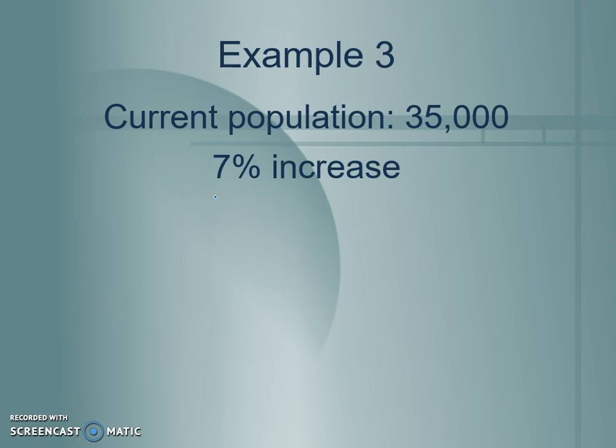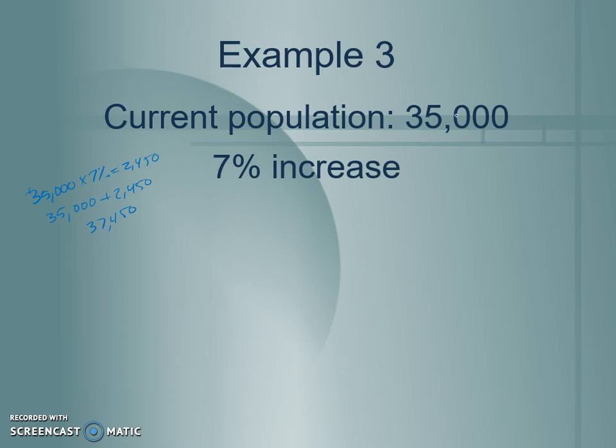So what we want to do, we could say, well, 35,000 times 7% equals a certain number, say 2,450. And then we could go back and say, so we have to add that on, say 35,000 plus 2,450 equals 37,450.